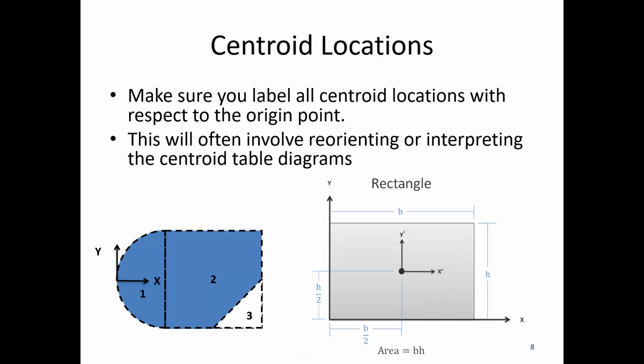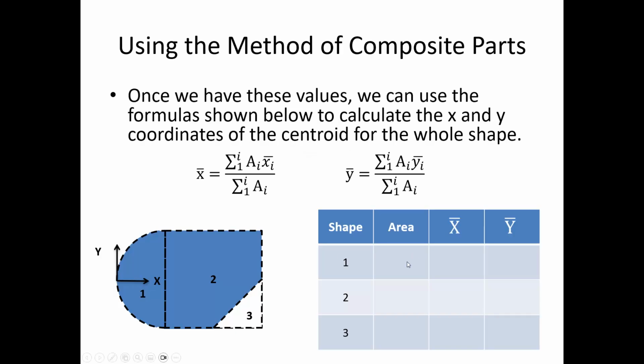All right, now that we have everything in our tables, I've got area, X bar, and Y bar for each of the shapes. The coordinate for the centroid is given by the following formulas. These look complicated, but really this is just a weighted average, weighted by the area. To find X bar for the total composite shape, I'd do area 1 times X bar 1 plus area 2 times X bar 2 plus area 3 times X bar 3. Take that number and divide it by the total area: area 1 plus area 2 plus area 3.